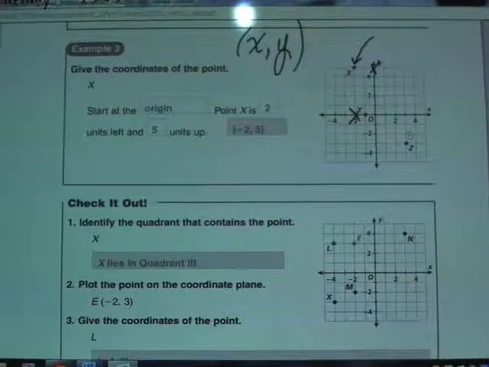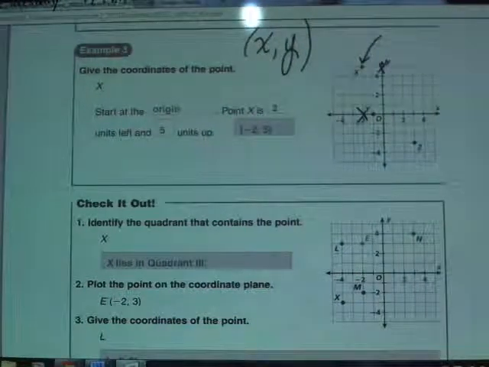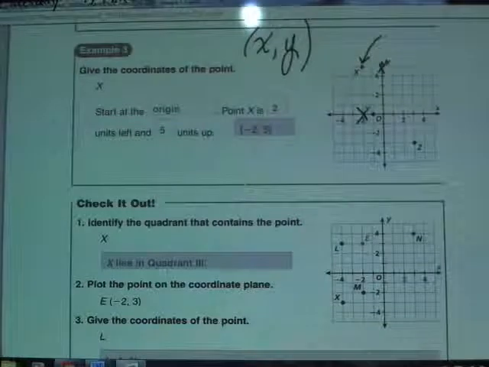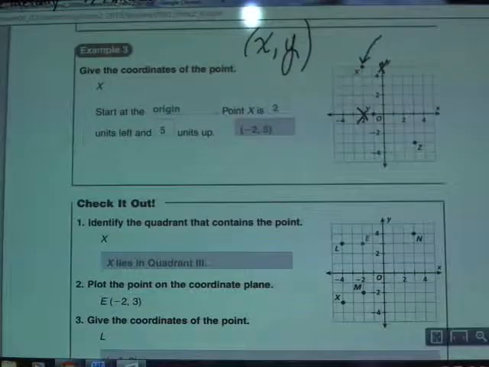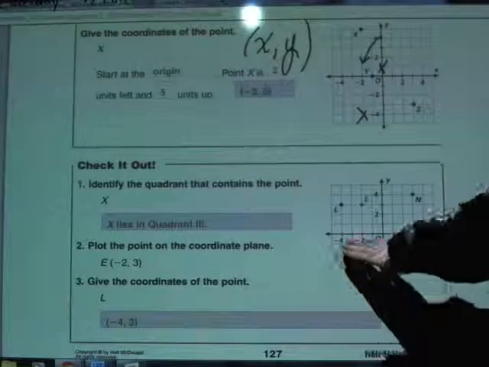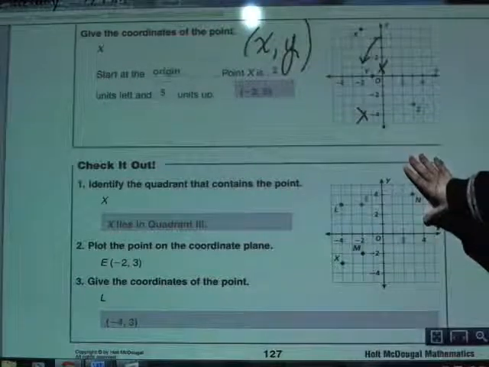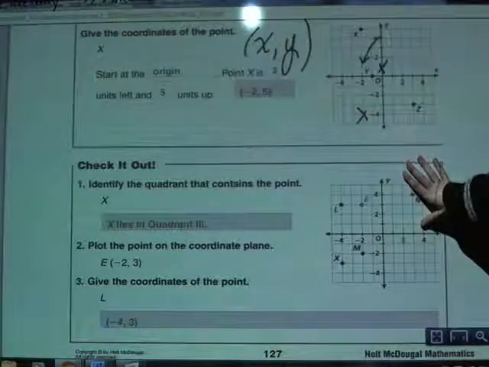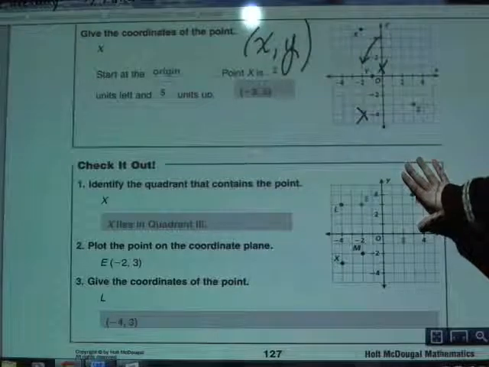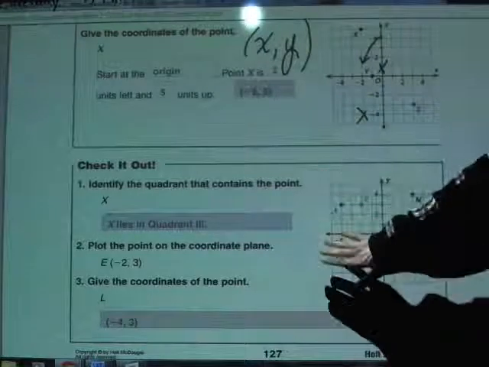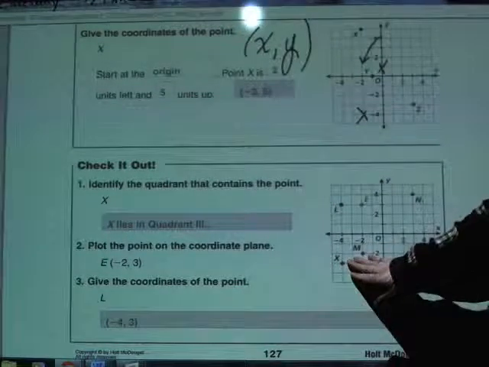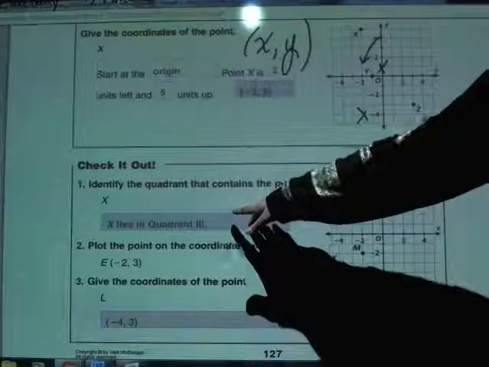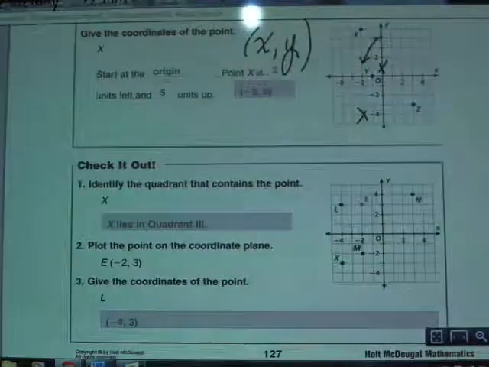All right, so let's go ahead and take a look at the check it out examples here. Number 1, they're asking you to identify the quadrant that contains the point. Where is point X? Remember, this upper right one is the primary quadrant. That's called quadrant 1. And then your numbers go counterclockwise. So this is 2, this is 3, and this is 4. Since point X is in this lower left box, that means it's in quadrant 3.